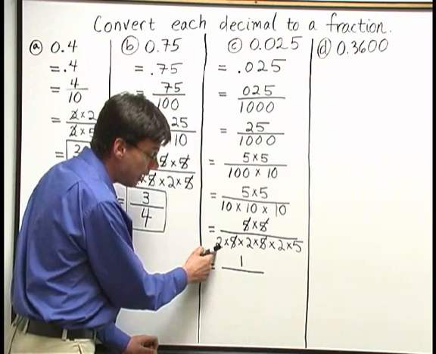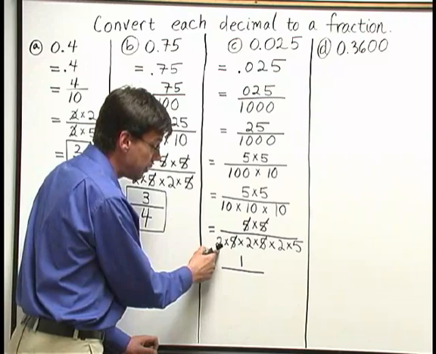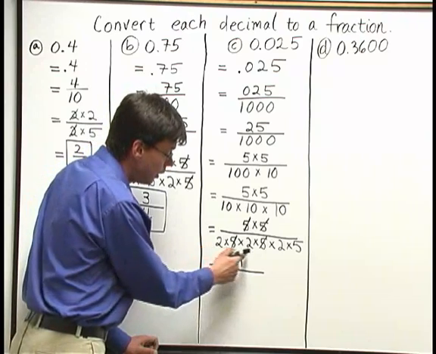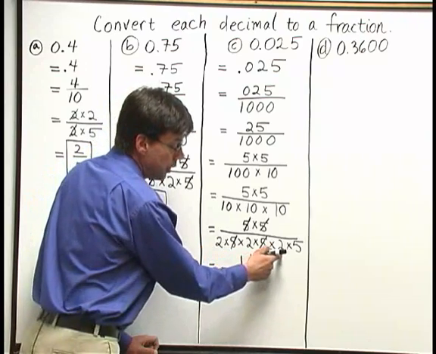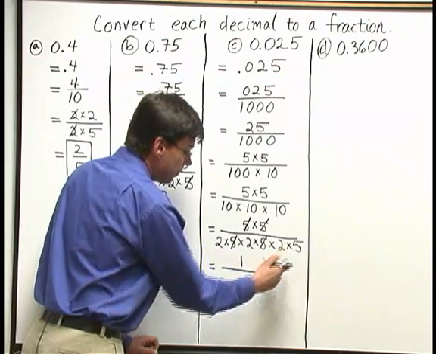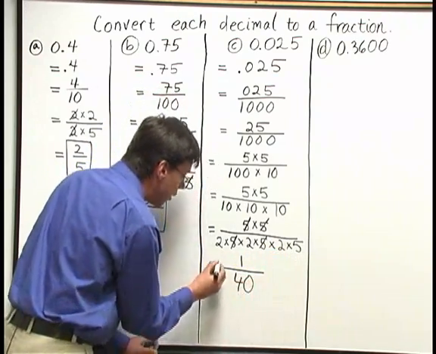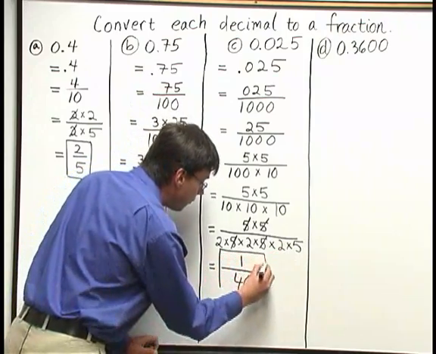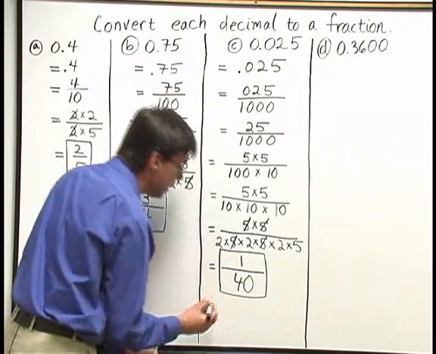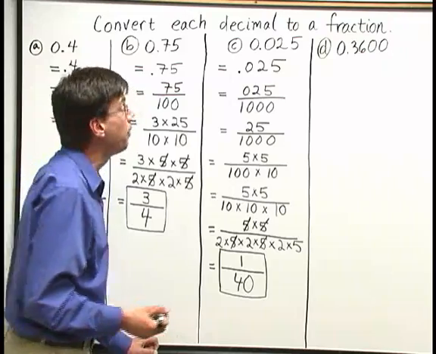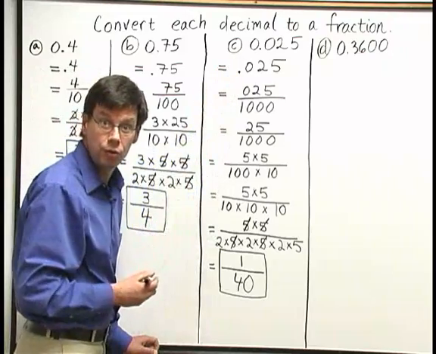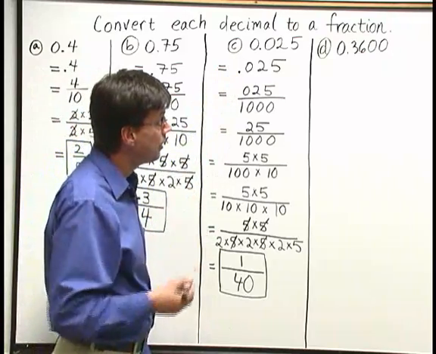Down below, I need to multiply the factors that are left together. 2 times 2 is 4, times 2 is 8, times 5 is 40. So I have 1 over 40, or 1/40th. 1/40th is the fractional form of 0.025. Let's do one more.